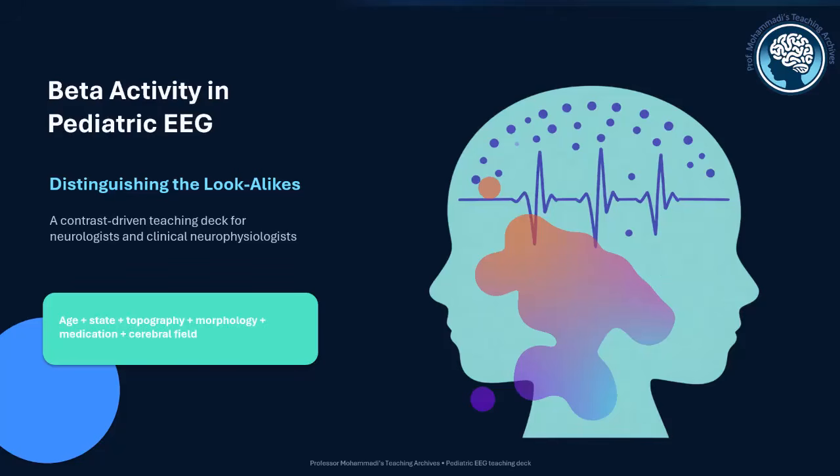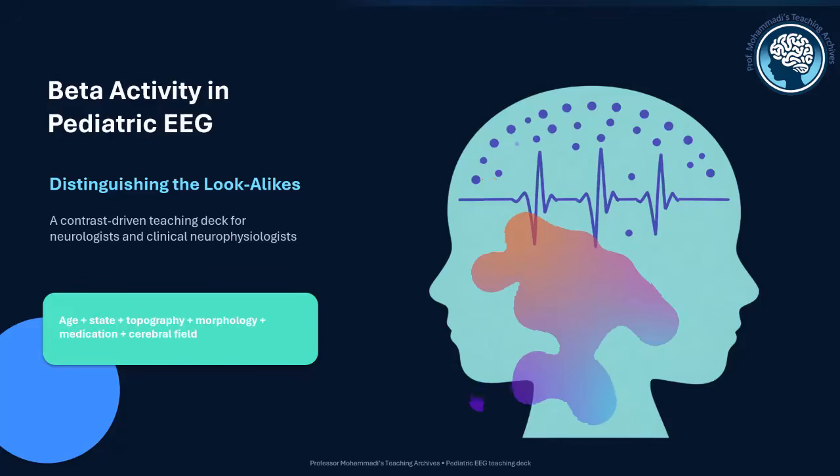The central principle throughout this presentation is that we should never interpret fast activity by frequency alone. Instead, we need to ask whether the pattern is appropriate for the child's age, state, distribution, and clinical context. This becomes especially important because several physiological patterns, artifacts, medication effects, and epileptic patterns may all occupy overlapping frequency ranges. Our goal is therefore not simply to recognize beta activity, but to distinguish genuine physiological beta from the important lookalikes.